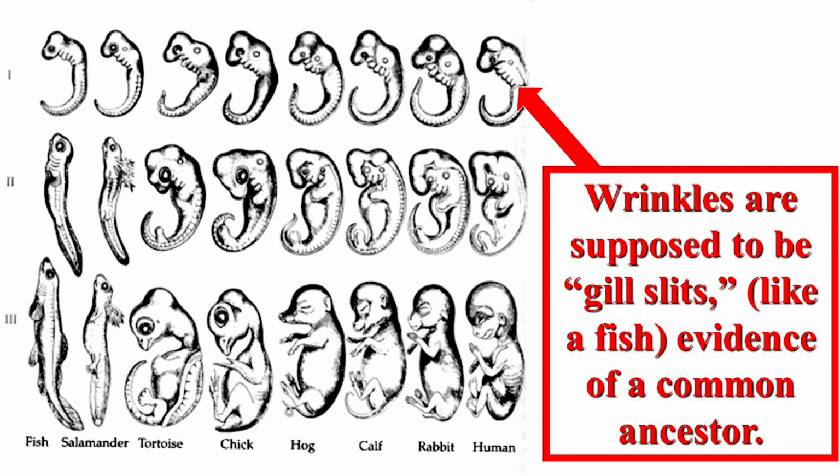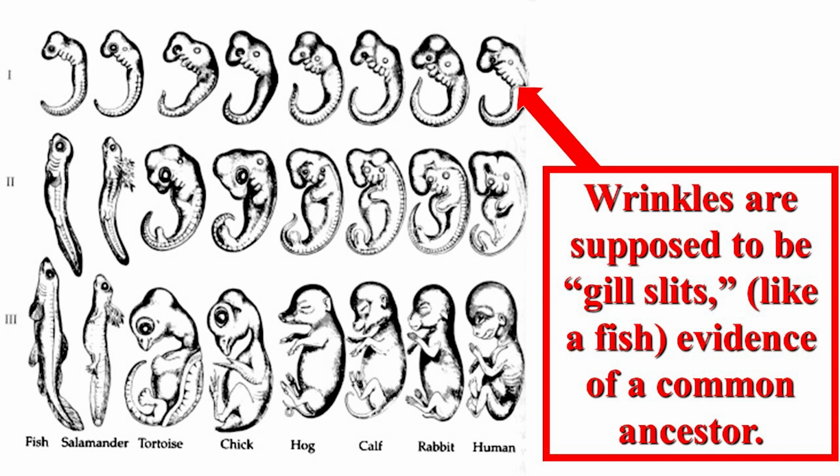And you can see we got a fish over on this side developing along, and then a salamander, a tortoise, a chick, a hog, a calf, a rabbit, and finally humans on the end. And notice up here, along where the neck is, you see these folds that look almost like gill slits of a fish. And of course, the abdomen is kind of going down there, and it's somewhat like a fish's tail. It hasn't fully developed. These are just stages of development.